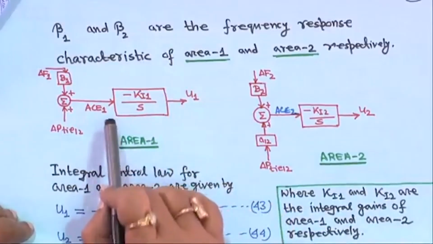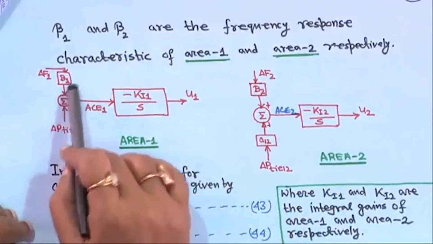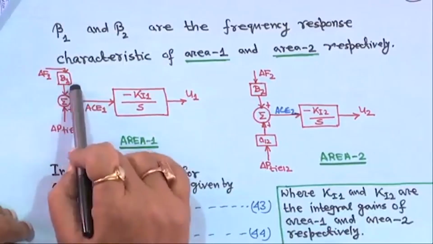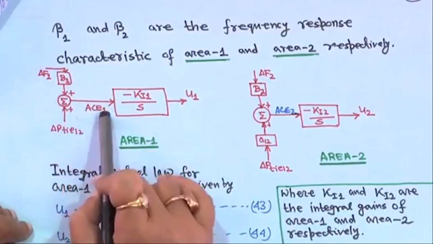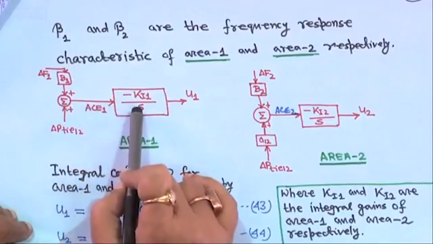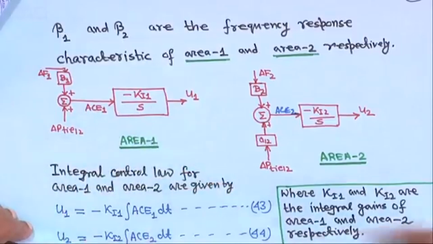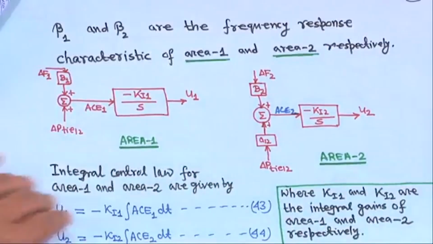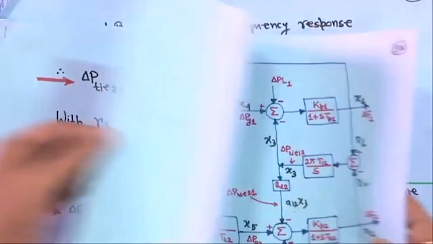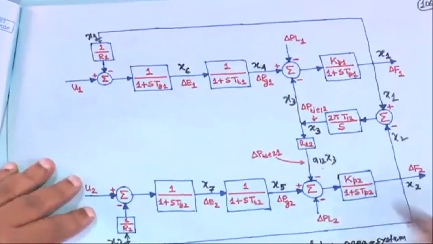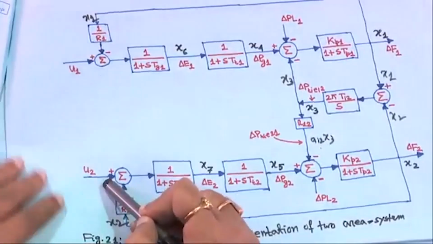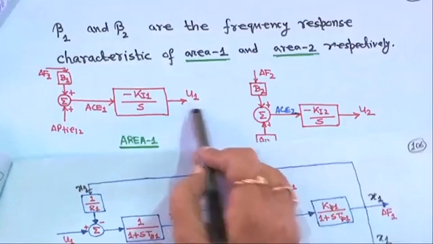So, now this control signal AC1 will be basically delta F1 multiplied by B1, plus delta P tie 1 2, and the output is AC1. This AC1 will go as an input to the integral controller for the two area system. Just hold on, for the two area system we have seen the block diagram, so let me look at this block diagram. This is U1 and this is U2.